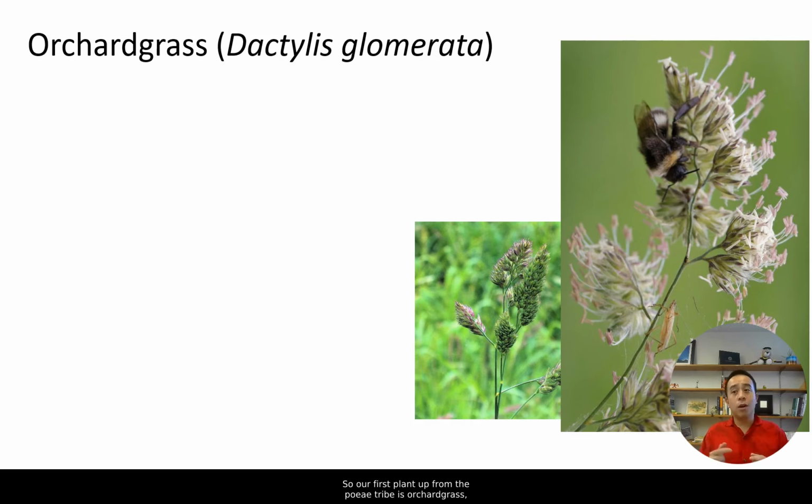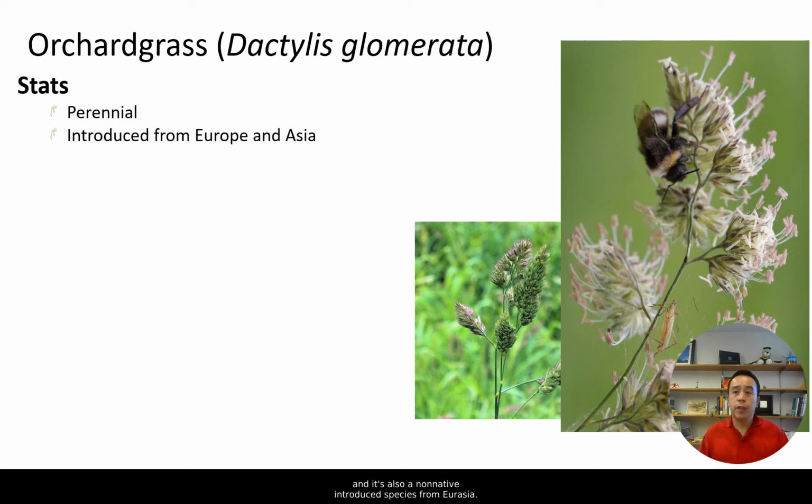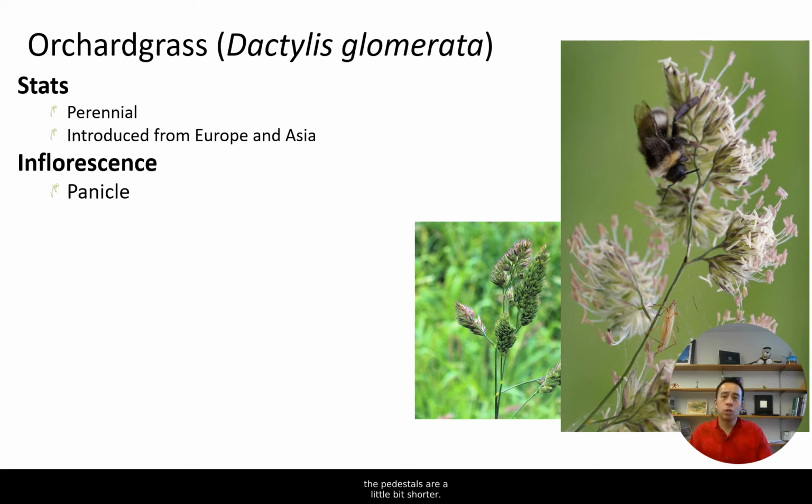So our first plant up from the Poeae tribe is Orchardgrass, Dactylis glomerata. This is a very common plant, non-native, in Humboldt County, and so you may have seen it around before. In terms of stats, it's a perennial plant, and it's also a non-native introduced species from Eurasia. In terms of its inflorescence type, it's typically panicled, and the lower branches often spread more, and the upper branches are often a lot closer, and the pedicels are a little bit shorter.